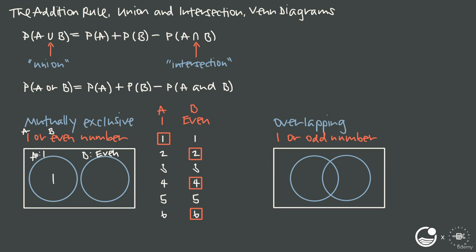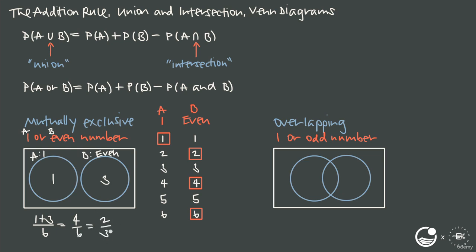So we would put a 1 in this event A circle. There are 3 outcomes that match our criteria for event B, and so we would put a 3 in this event B circle. We know that there are 6 possible outcomes when we roll a six-sided die one time. And so what's probably pretty intuitive to us is that the probability that we roll either a 1 or an even number is going to be 1 plus 3 divided by 6, or 4 over 6, or 2 over 3.